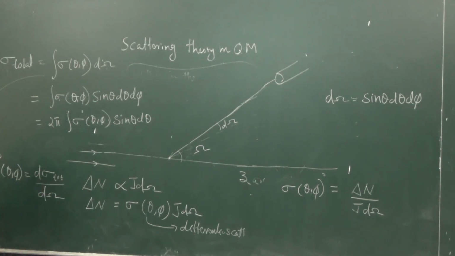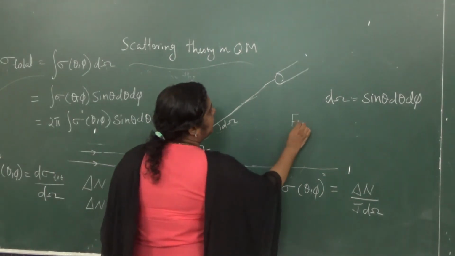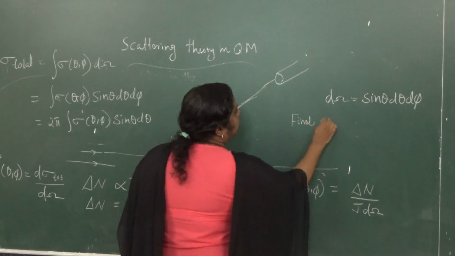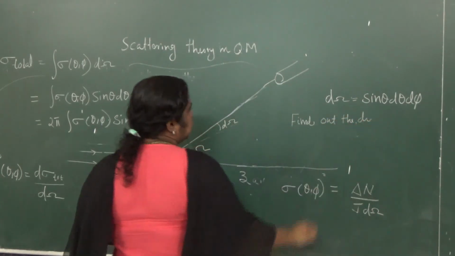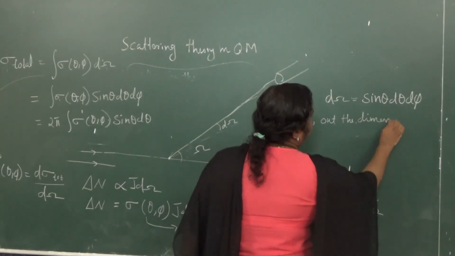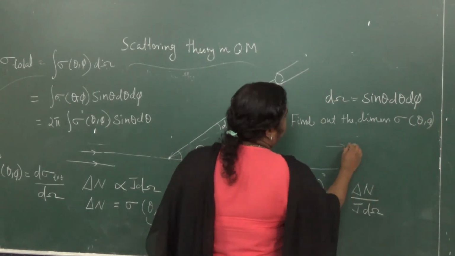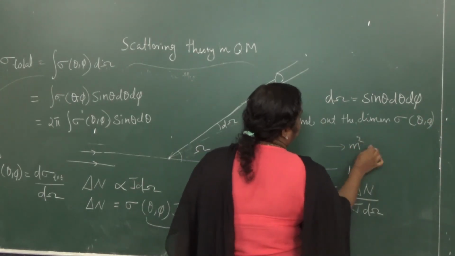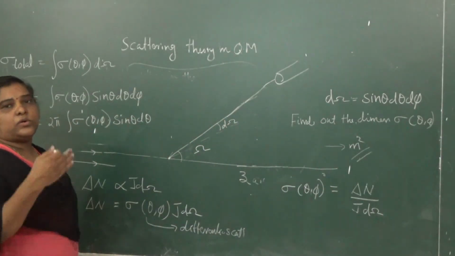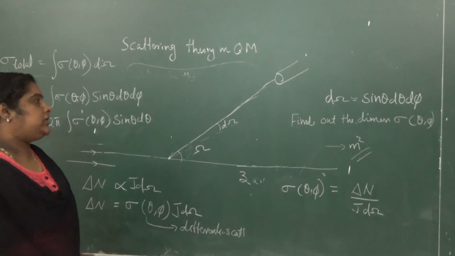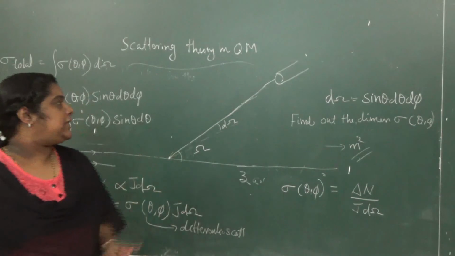Now the assignment I am going to give is to find out the dimension of sigma theta phi. You will find it is the dimension of area. That's why it is called the scattering cross section. So find out the dimension of sigma theta phi.